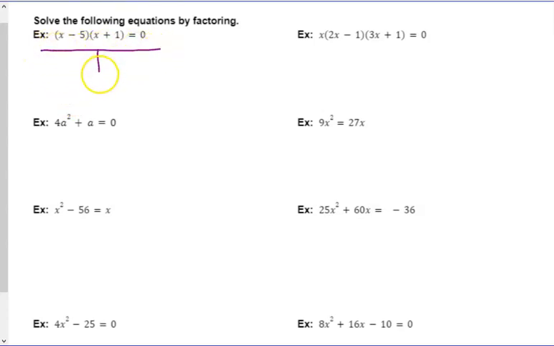Alright, so this is what I like to do at the start, just so that you see, but we will get past this of doing a T-chart. If you like to do the T-chart all along, go right ahead.